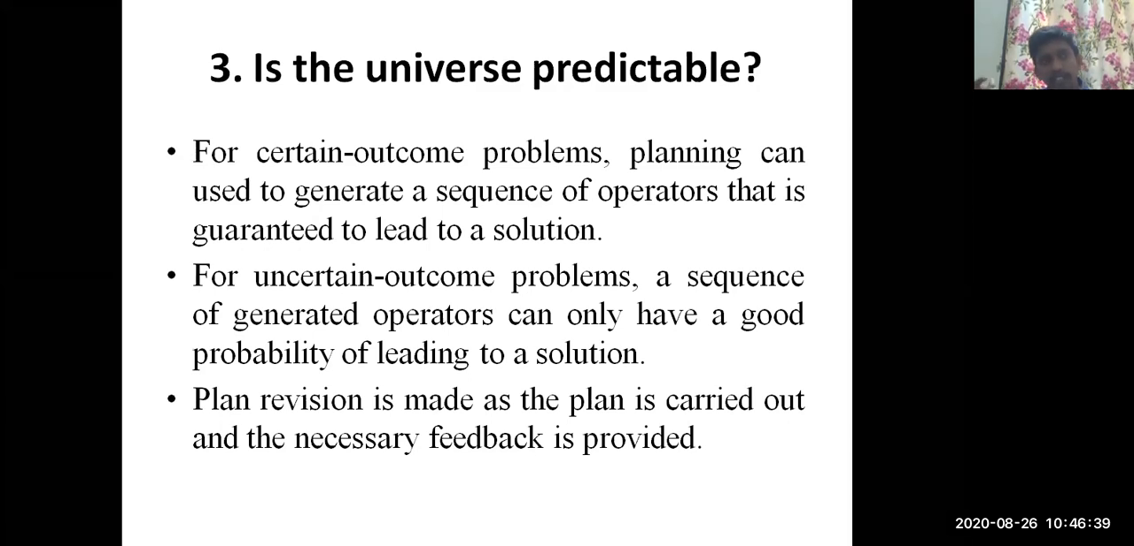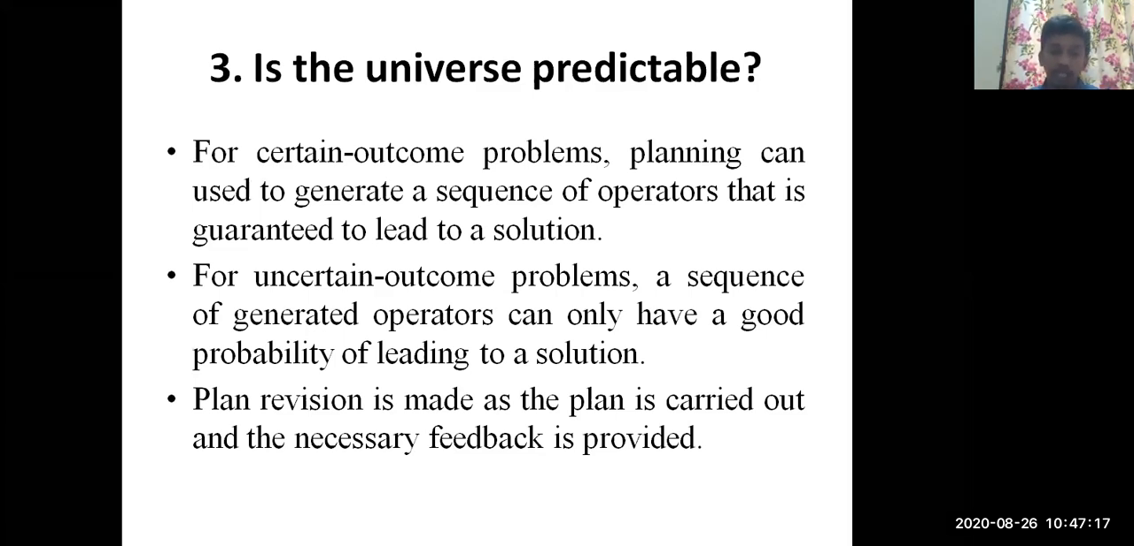So what if it is a certain outcome and what if it is an uncertain outcome? For certain outcome problems, planning can be used to generate a sequence of operators that is guaranteed to lead to a solution. In the eight puzzle problem, because you can definitely do this in the order you're asking, with the scope of moving one step up and down, you definitely have your own planning and you will get your solution at the end of the day. Definitely you will have a solution.